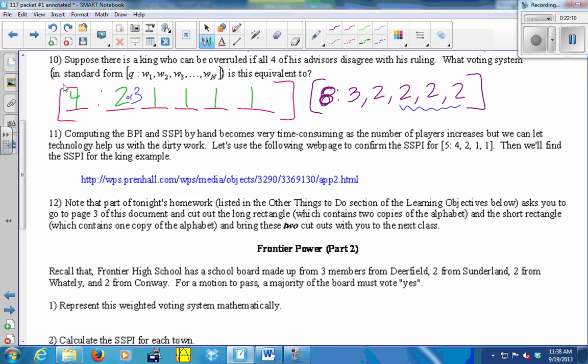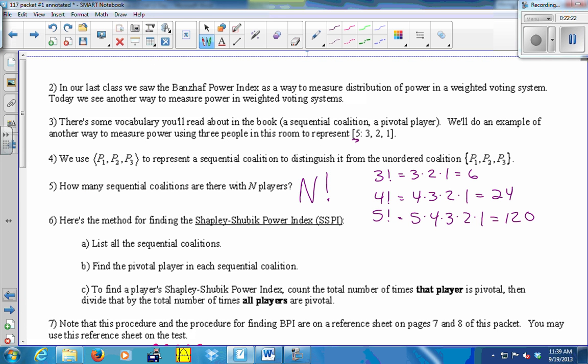So there are 5 voters in this system, and there were 24 sequential coalitions for 4 voters. And we calculated a few pages ago that there would be 120 sequential coalitions with 5 voters. So spend the rest of the class. No, I'm just kidding.